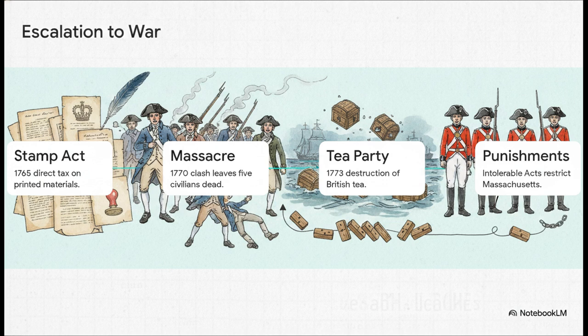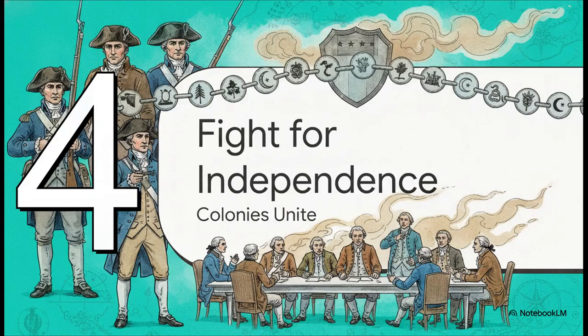By 1773, you've got disguised colonists literally dumping hundreds of chests of British tea into the harbor, the Boston Tea Party. Britain retaliates hard with the Intolerable Acts, placing Massachusetts under harsh, punishing military control. Which pushes everyone to the brink in Section 4, the fight for independence.